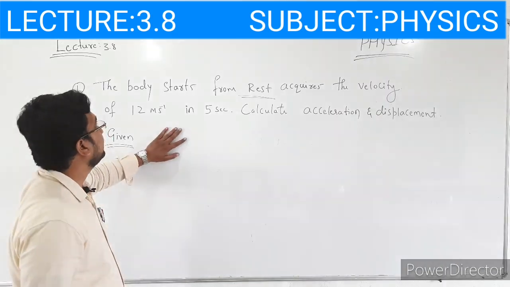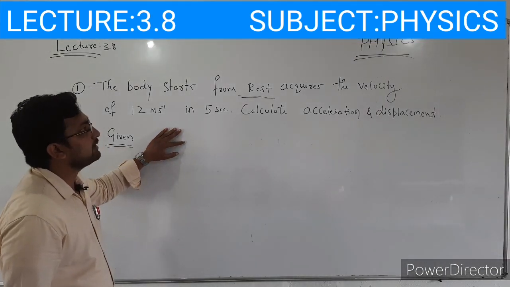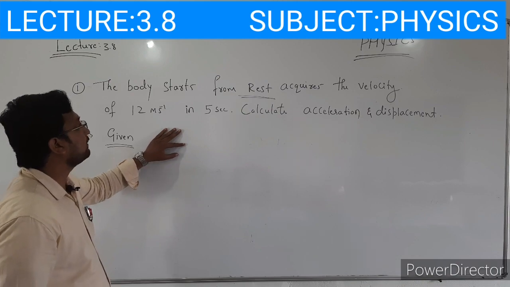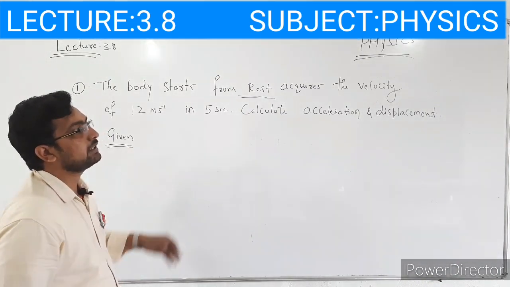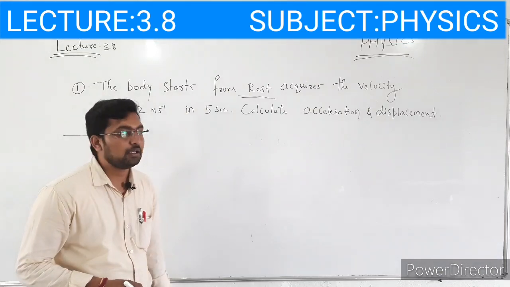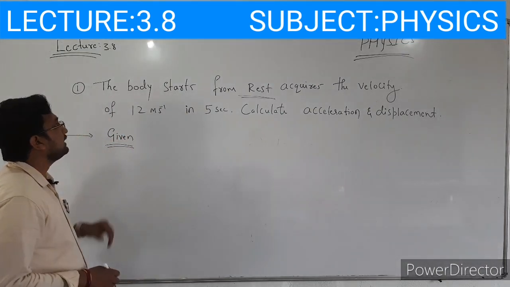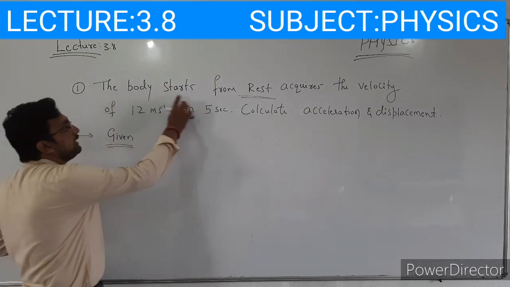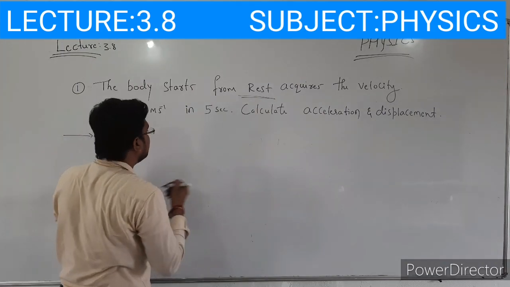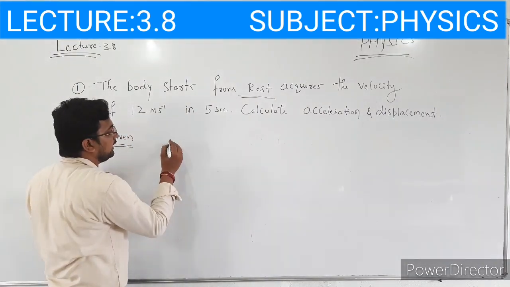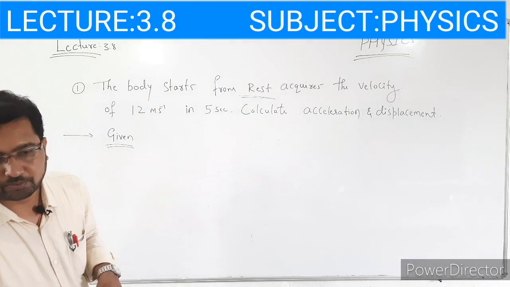Okay, see the problem here. The body starts from rest, acquires the velocity of 12 meter per second in 5 seconds. Calculate the acceleration and the displacement. First, write down the given terms here. See here, the body starts from rest. So rest means the initial velocity of that body is 0.